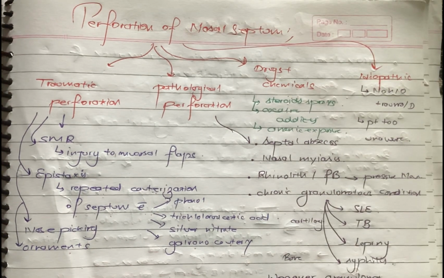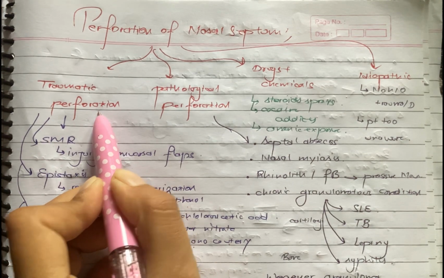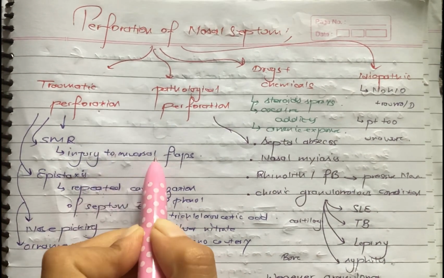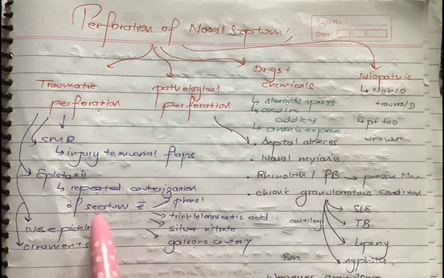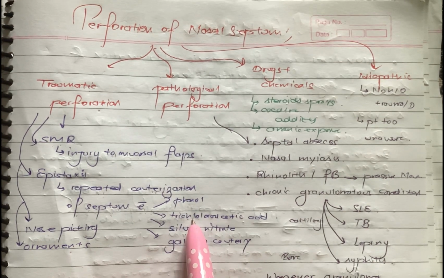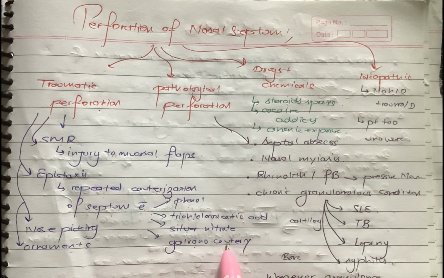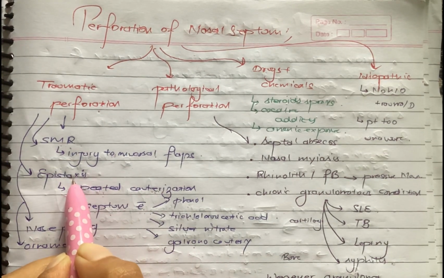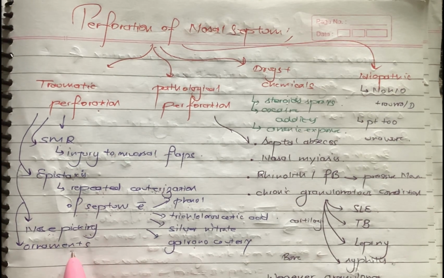Now let's talk about the traumatic perforations. Trauma is the most common cause, and injury to mucosal flaps during SMR, repeated cauterizations of septum with chemicals like phenol, trichloroacetic acid, silver nitrate, and galvanocautery for epistaxis, and habitual nose picking are the common forms of trauma. And occasionally, septum is deliberately perforated to put ornaments as well.